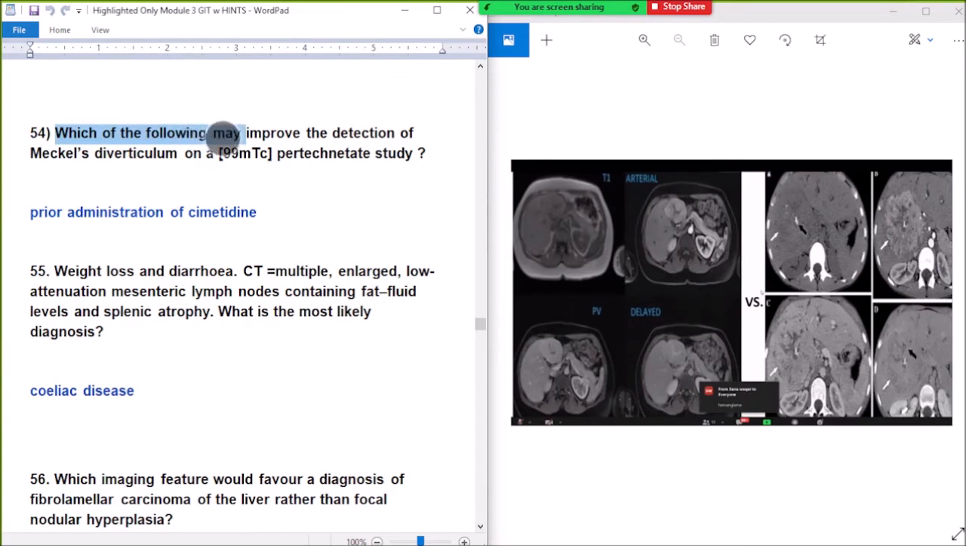Question number 54. Which of the following may improve the detection of Meckel diverticulum on a technetium pertechnetate study? Pre-administration of cimetidine may improve the detection of Meckel diverticulum on the pertechnetate study.